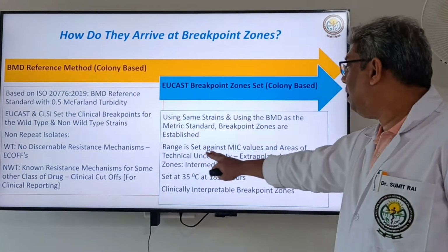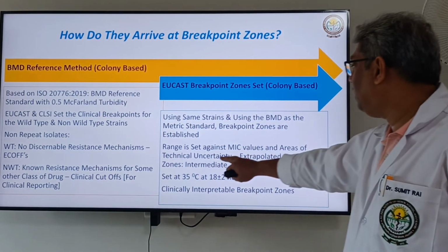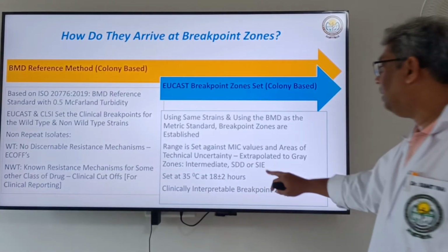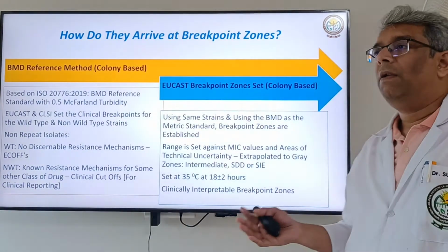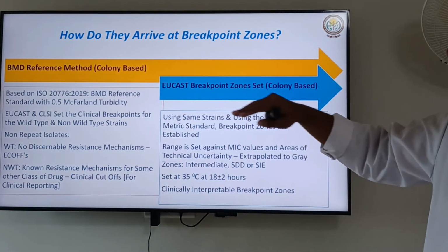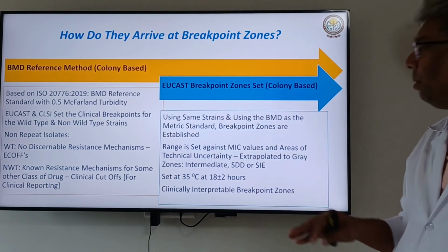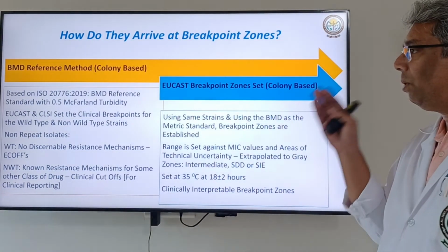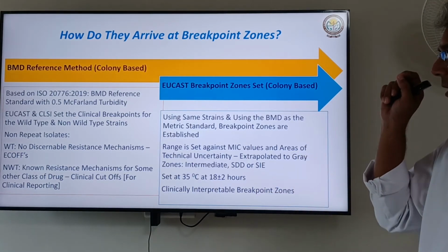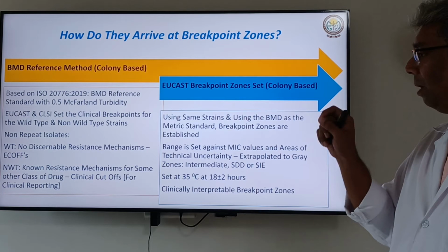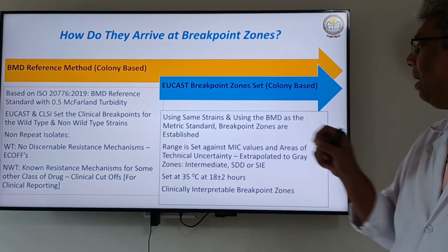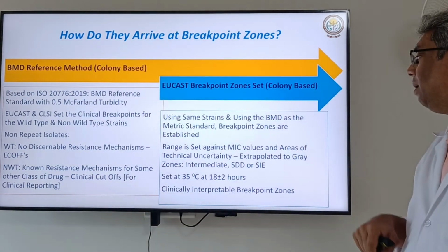So a range is set against the MIC values, and areas with technical uncertainty get extrapolated to gray zones like intermediate, SDD or SIE. Once you rule out the errors, the media is standardized, the incubation condition is standardized, the technical competence is also standardized, everything is there. Once it's standardized, you know that this strain is showing an MIC of, let's say, 16 against this particular antibiotic. So we have to put it in the I category only and not in the S or the R category.